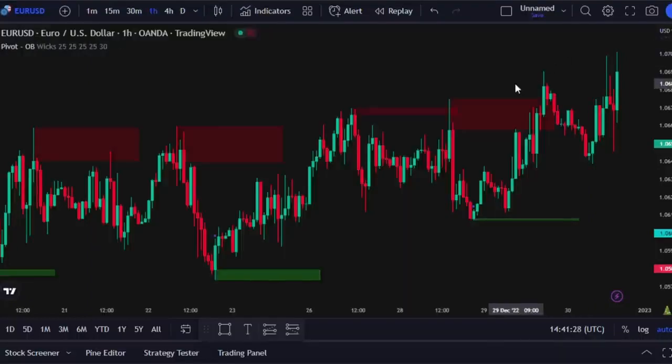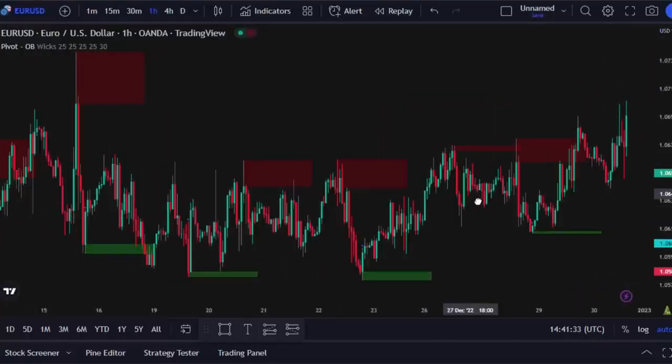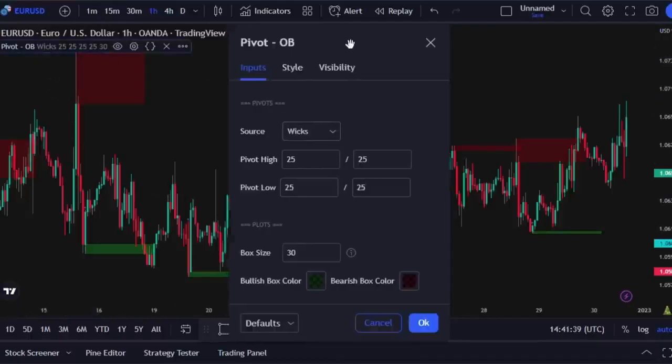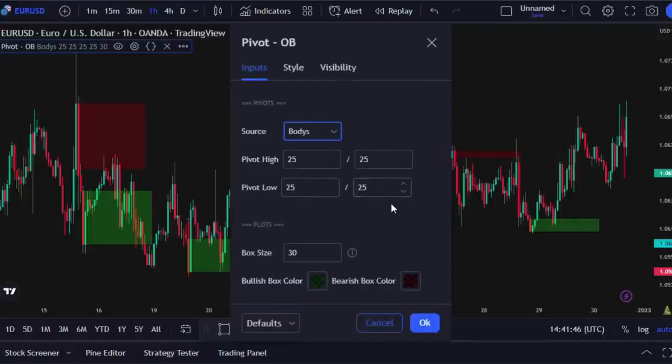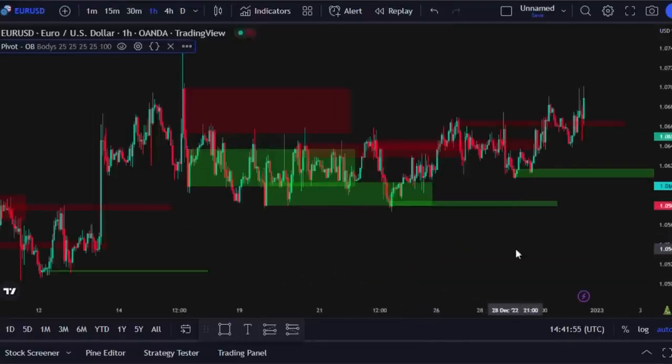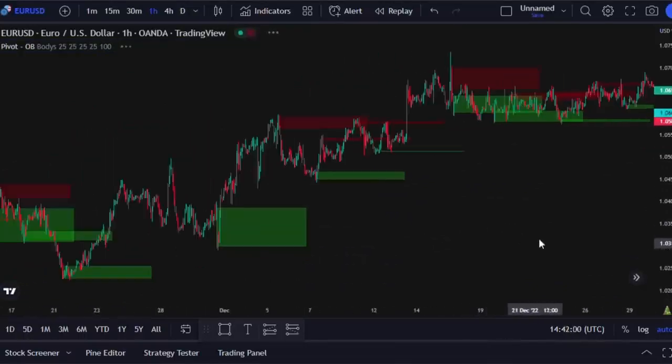Now, as you can see, we have added the indicator to our chart. Let's quickly review its settings. When I double-click on this bar, the Settings menu opens. Here, in the first tab, I change the wicks to the bodies. And here I adjust the box size to 100 and then click on the OK button. As you can see now, the indicator added these red and green order blocks to our chart.